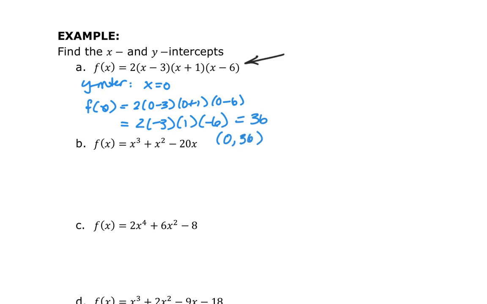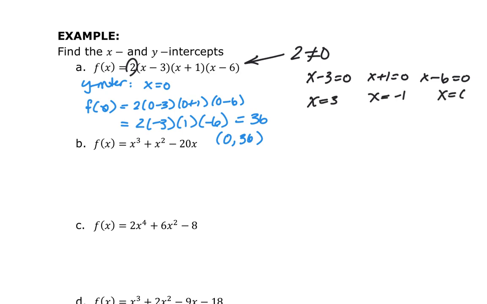Since this is already factored, all I have to do is set each factor equal to 0. I'm not going to set 2 equal to 0 because that's a false statement. 2 never equals 0, so I don't have to worry about that when I'm trying to find my x-intercepts. So x minus 3 equals 0, x plus 1 is equal to 0, and x minus 6 is equal to 0, so I get x is equal to 3, x is equal to negative 1, and x is equal to 6. These are the zeros. They're not written as intercepts. Intercepts are ordered pairs, so it's 3, 0, negative 1, 0, and 6, 0.